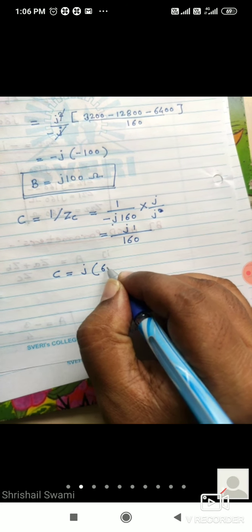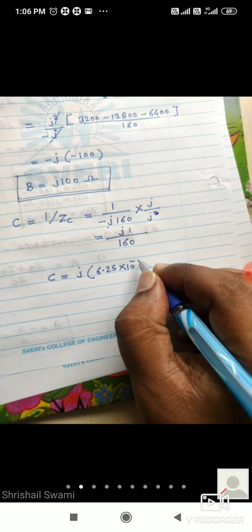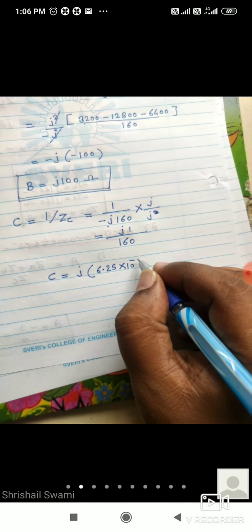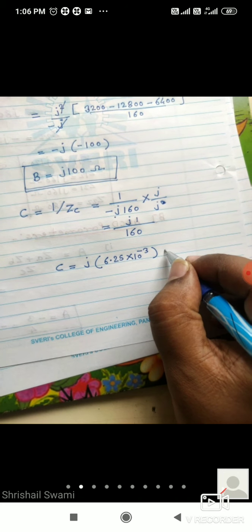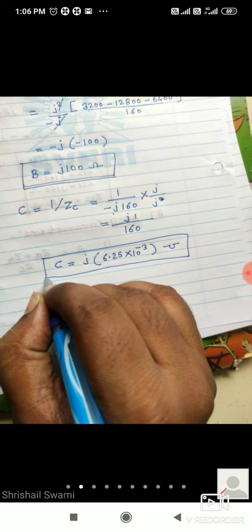Okay, 6.25 into 10 raised to minus 3. So this is the value of C. So unit is mho because it is admittance.